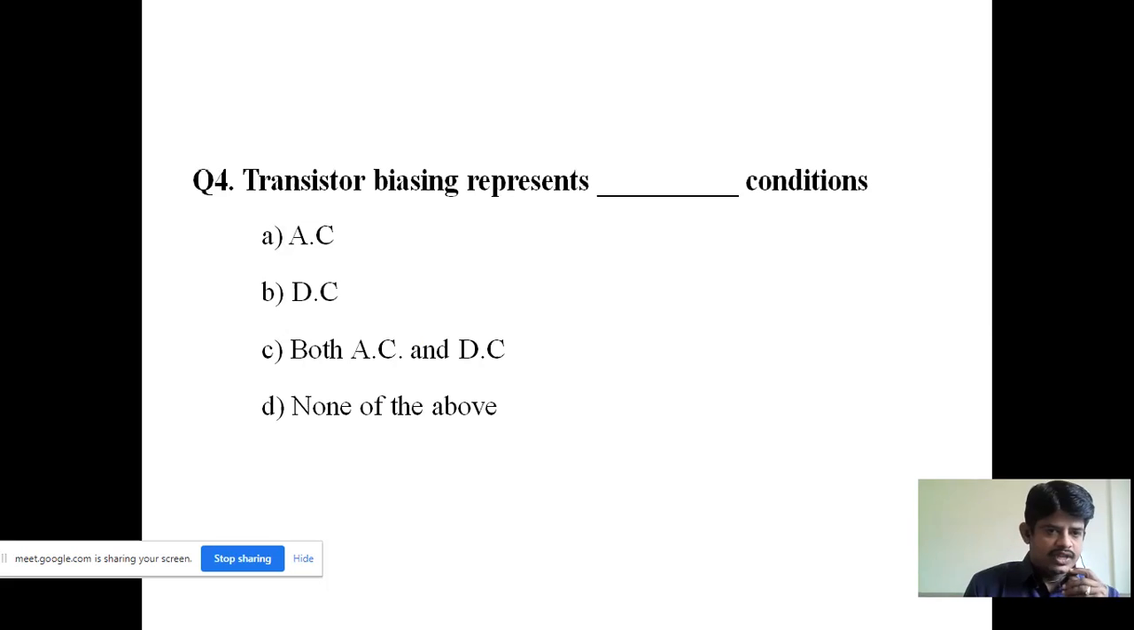So we know that biasing means what? Setting the transistor, correct, making the transistor forward biased or reverse biased. That will be done only using DC, correct. So you apply DC to set the bias, and then you apply the AC signal. So transistor biasing represents the DC condition of the transistor. Okay, so option B is the correct answer.